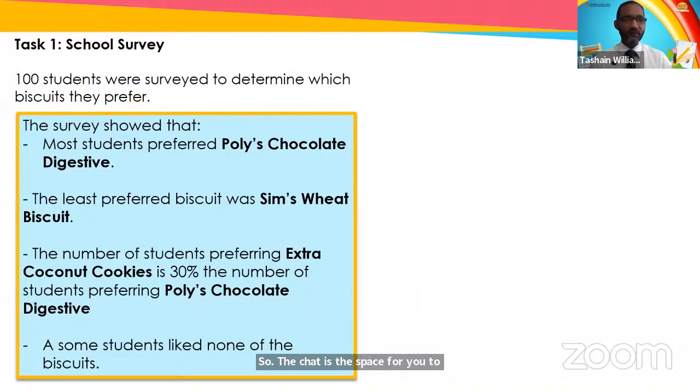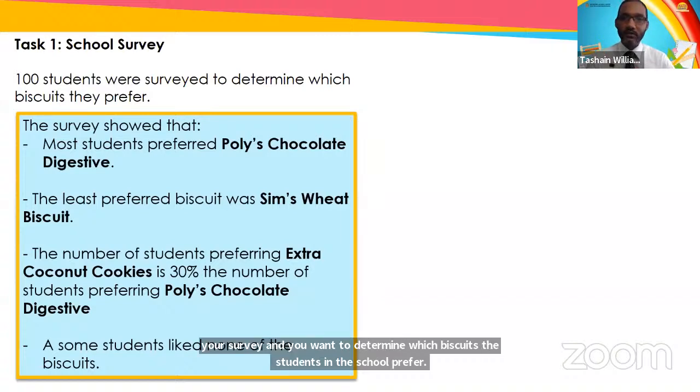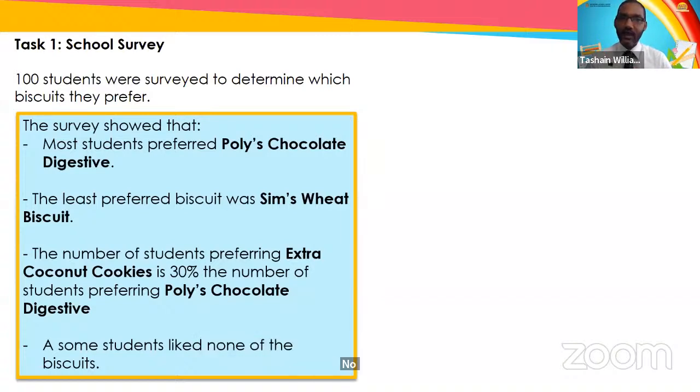All right, boys and girls, so there are conditions. You have completed your survey and you want to determine which biscuits the students in the school prefer. Now, 100 students were surveyed. And from that survey, you have determined that most students preferred Polly's chocolate digestive.